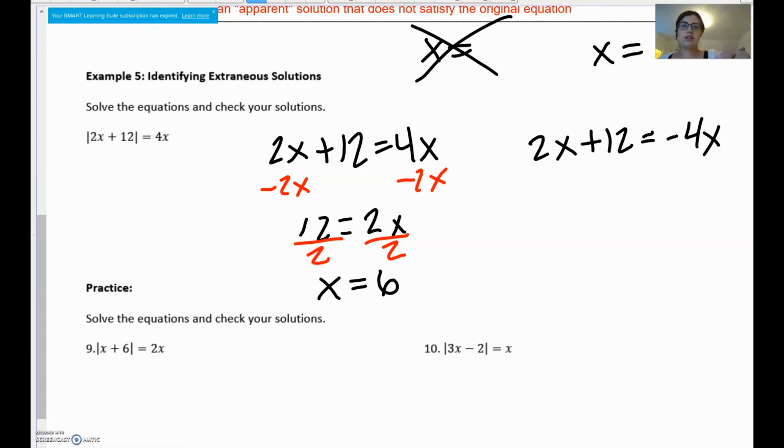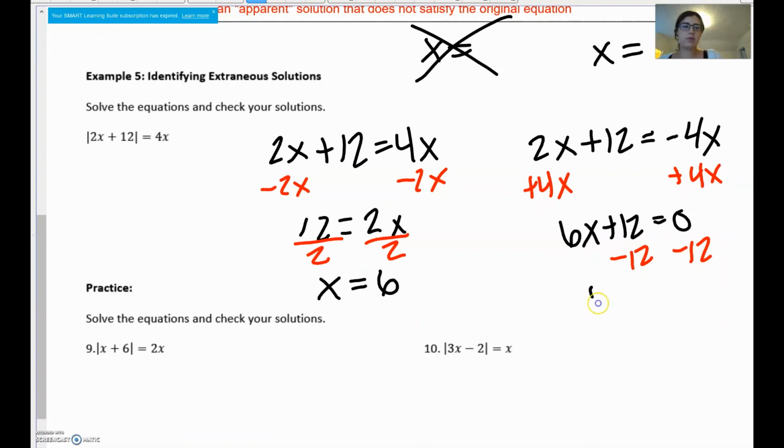Then on the right, I'm going to add 4x and add 4x to get 6x plus 12 equals 0. Then I'm just subtracting 12 to isolate the variable. We get 6x equals -12. We're left to divide by 6. X equals -2.